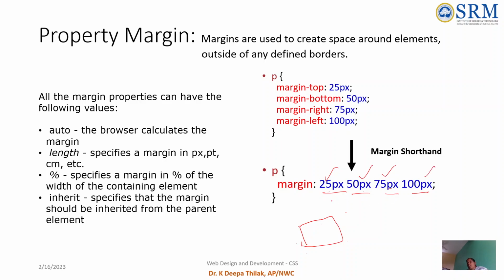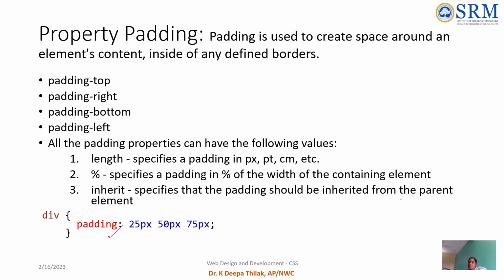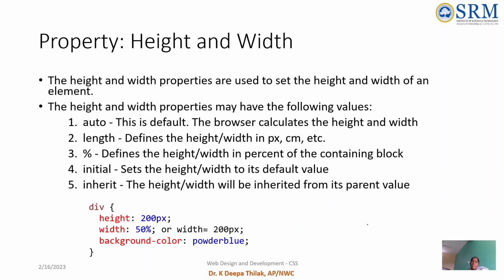Suppose I specify only three. Consider I give 2 pixel, 50 pixel and 75 pixel. So what happens is this will be for your top and bottom, and this is for right and this is for left. If I give only two, this will be for top and bottom, this is for right and left. So this feature is applicable for padding also. And this height and width and pixel setting, padding, everything I am setting, this is the absolute value, the exact value I am giving.